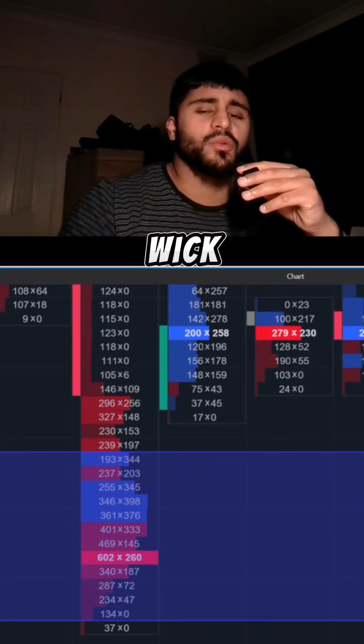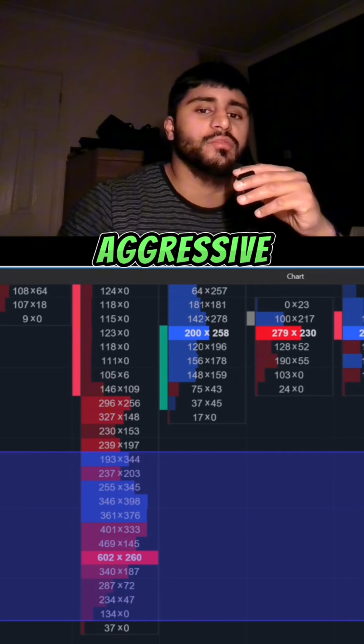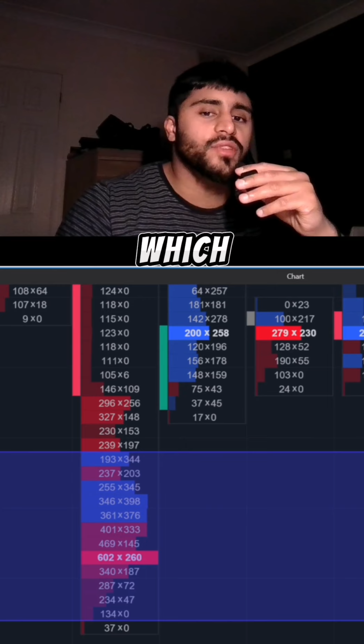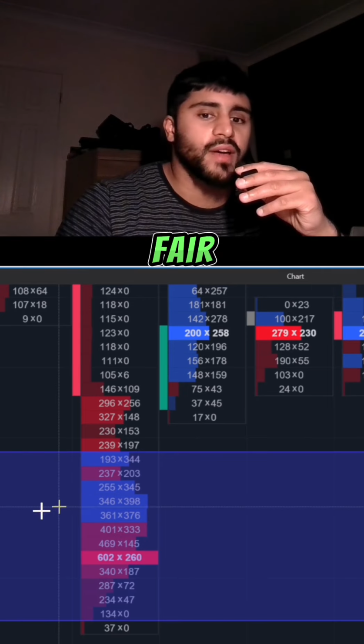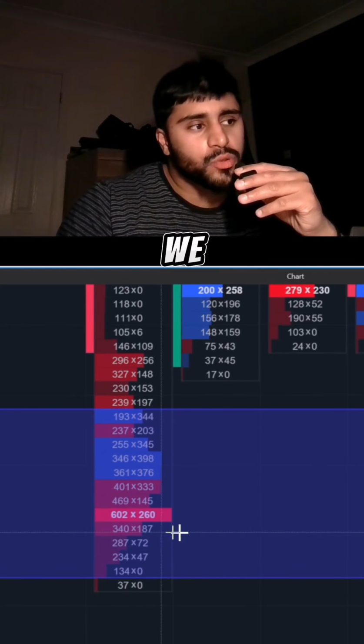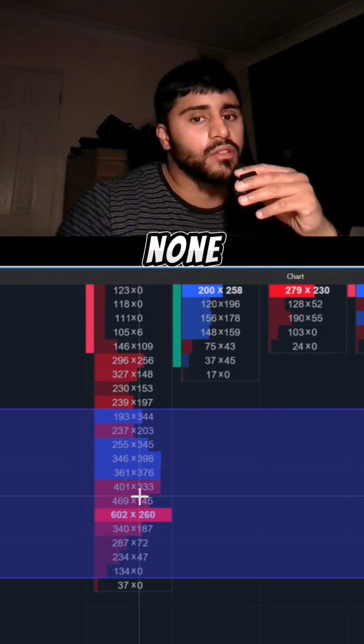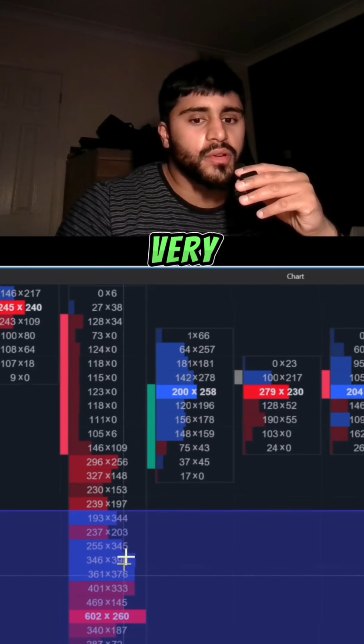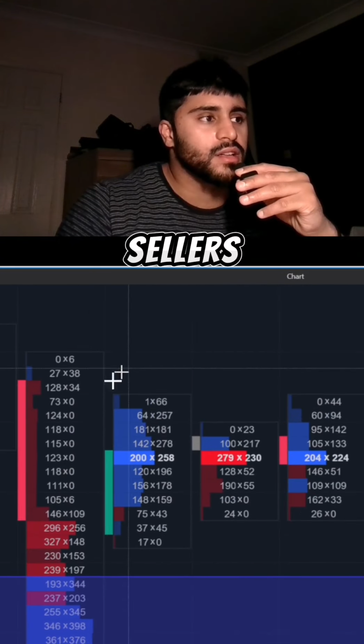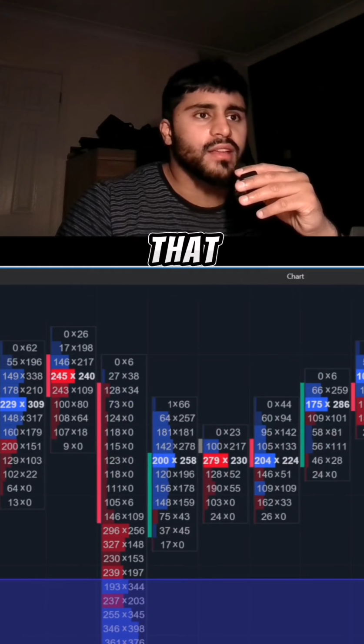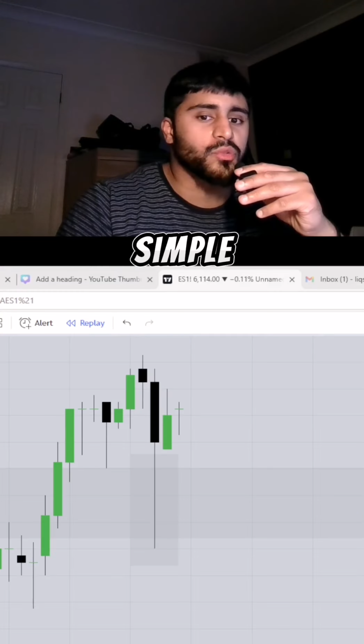When you see a wick with both aggressive sellers and aggressive buyers, you need to ask yourself which fair value gap are we in? So we're in a bullish fair value gap marked out with the blue, and we saw so many sellers in this region, but none of them were rewarded. In fact, we saw a very, very large shift from sellers to buyers. Now, once you see that, this makes the strategy very, very simple to understand.